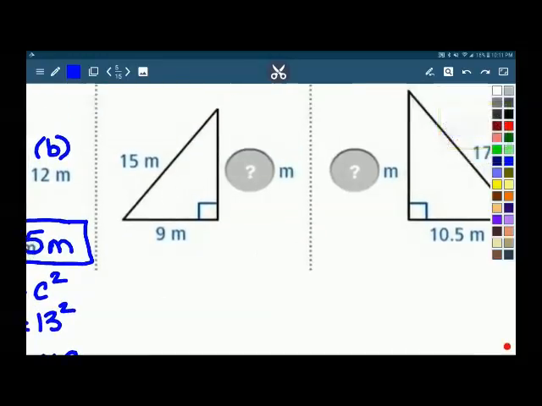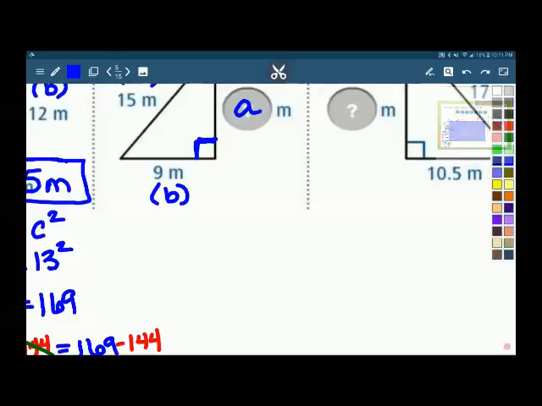Again, the legs are connected by the right angle. So I'm going to call this unknown a. I'm going to call this other leg b. And this other side, which is the hypotenuse across from the right angle, is going to be c. It's very important that 15 meters is the c. The 9 meters has to be one of the legs. a and b represent the legs. So again, I'm going to write the Pythagorean theorem: a squared plus b squared equals c squared. The more times I write it, the easier it is for me to memorize.